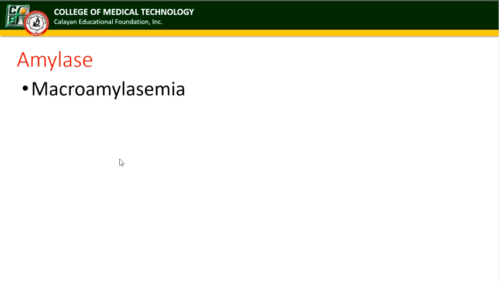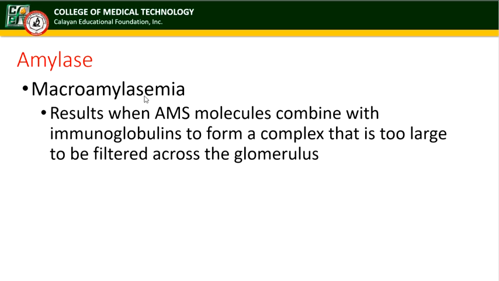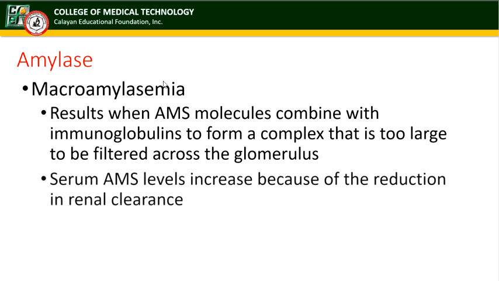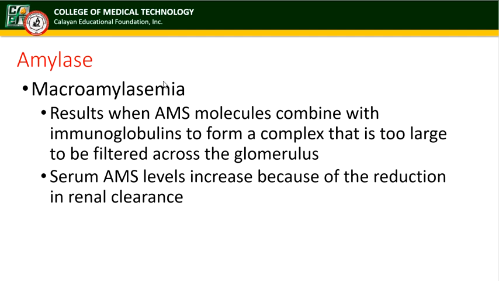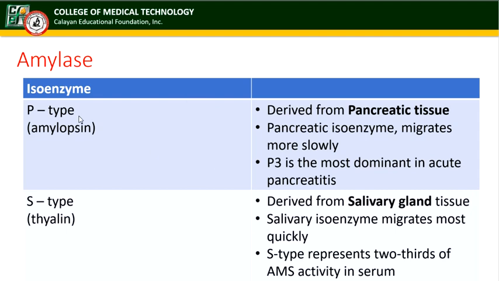We also have a variant of amylase: macroamylasemia. This is a condition that results when amylase molecules combine with immunoglobulins to form a complex that is too large to be filtered across the glomerulus. So it is elevated. Serum amylase levels increase because of the reduction of renal clearance. Since it is not filtered, the amylase levels go up. Okay, so these are our variants of amylase.